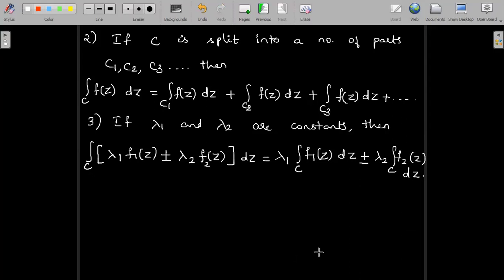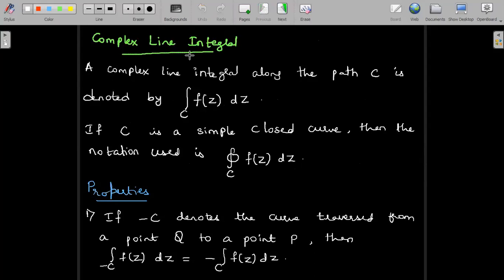So this is similar to our usual integration. We write down the constants outside and we integrate the function of z. In the same manner here also we can split the integral if we have plus or minus, whatever the middle symbol might be, into two integrals. So these are some of the properties which we can apply for complex line integrals as well.